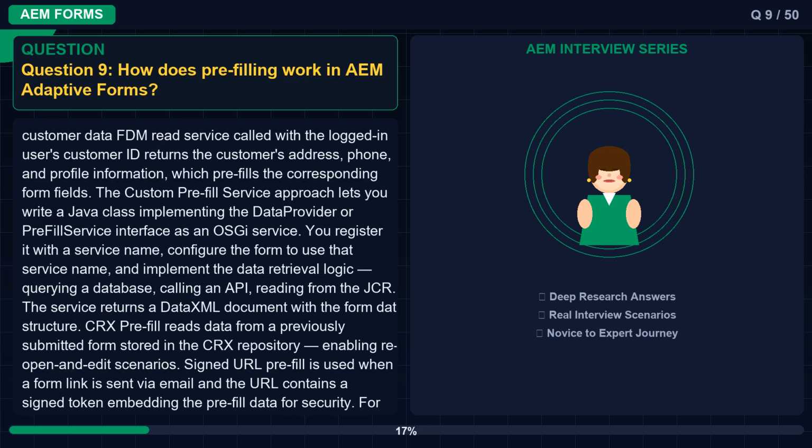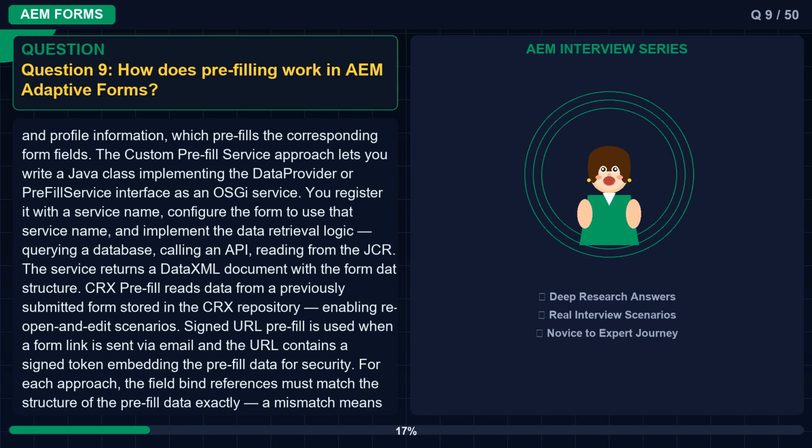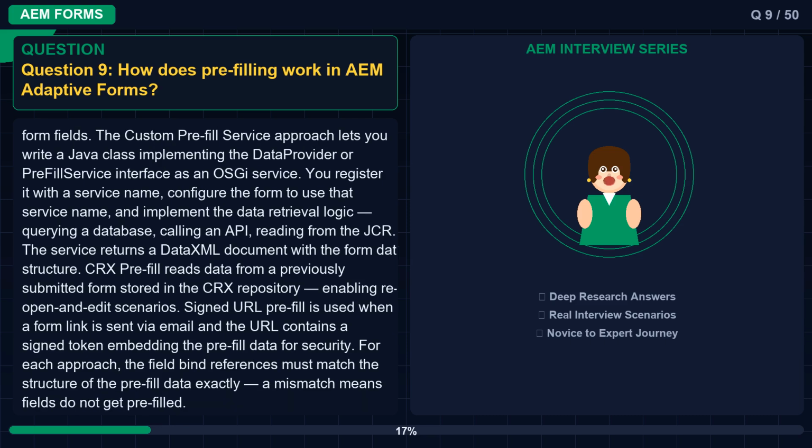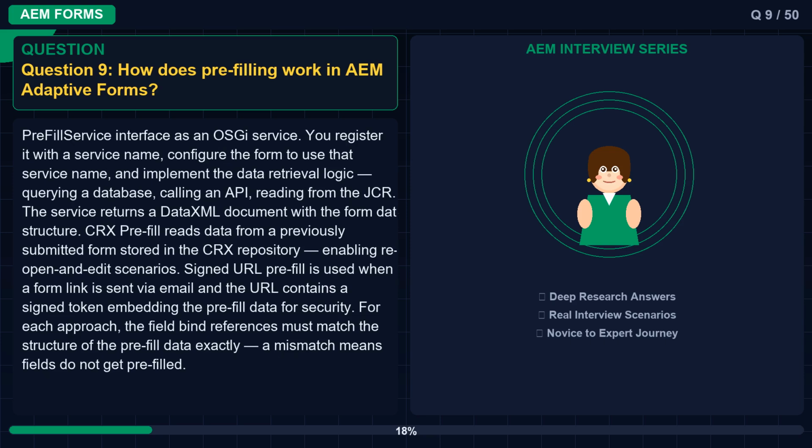CRX prefill reads data from a previously submitted form stored in the CRX repository, enabling reopen and edit scenarios. Sign URL prefill is used when a form link is sent via email and the URL contains a signed token embedding the prefilled data for security. For each approach, the field bind references must match the structure of the prefilled data exactly. A mismatch means fields do not get prefilled.